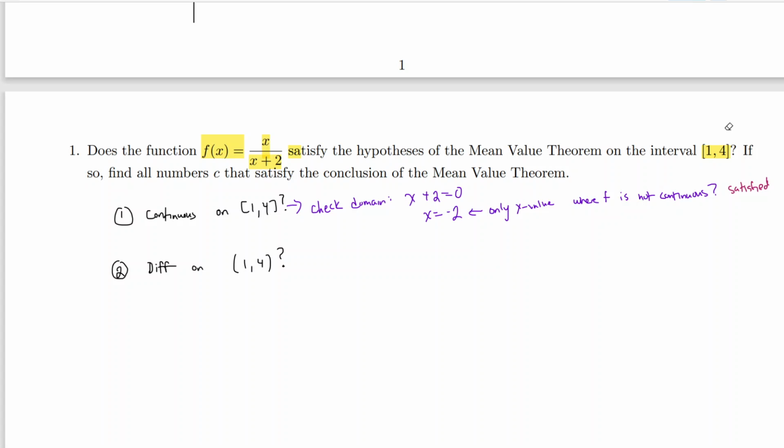I don't know why I put a question mark there. That should just be a period. But our first condition is satisfied. Yes, it is continuous from 1 to 4 because the only spot we're not continuous is x equals -2, and that's not between 1 and 4.